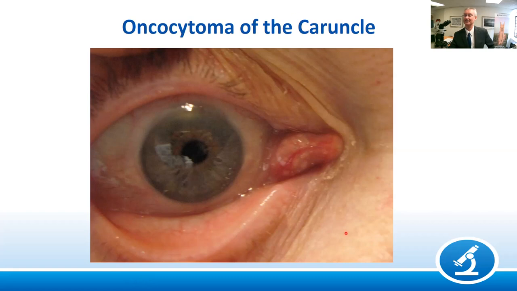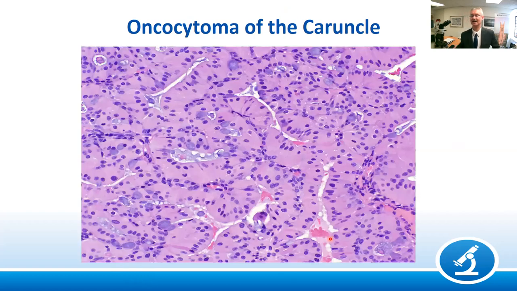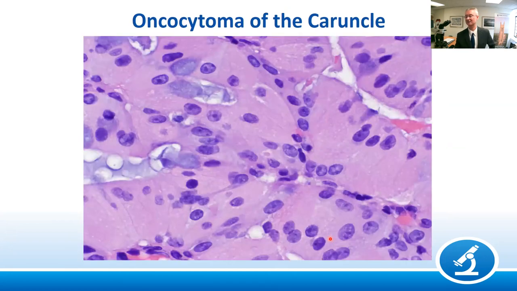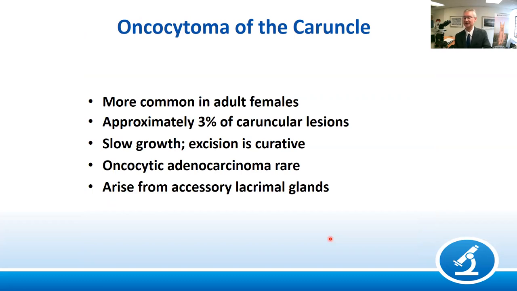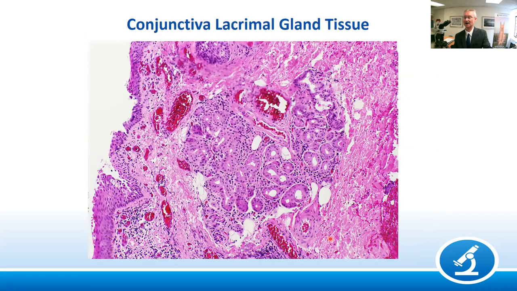In the caruncle, these typically occur in adult women. They have this sometimes cherry red appearance. And histologically, they look like any other oncocytoma with this bright pink mitochondrial rich cytoplasm and sometimes this cystic mucinous appearance. So another classic lesion, and if you hear caruncular lesion, you should always have oncocytoma up there in your differential diagnosis, despite it being a small percent, 3% maybe, of caruncular lesions. These tumors are thought to arise perhaps from accessory lacrimal glands in the caruncle. And here's another benign image I had of a caruncle with a nice patch of benign lacrimal gland tissue.